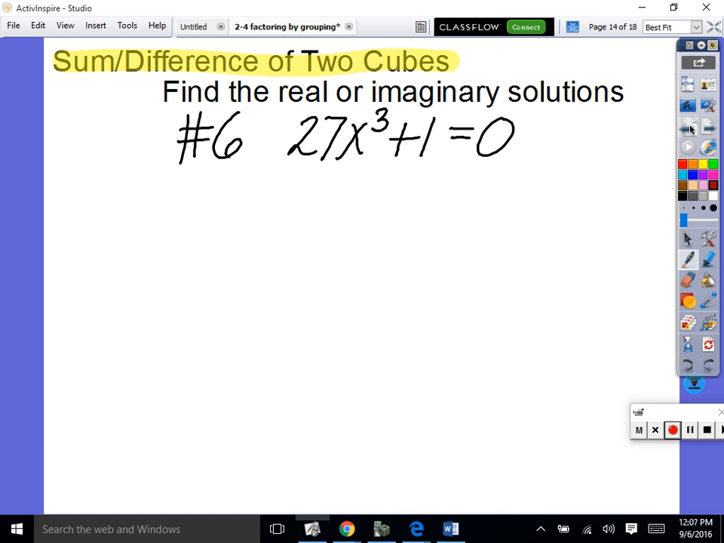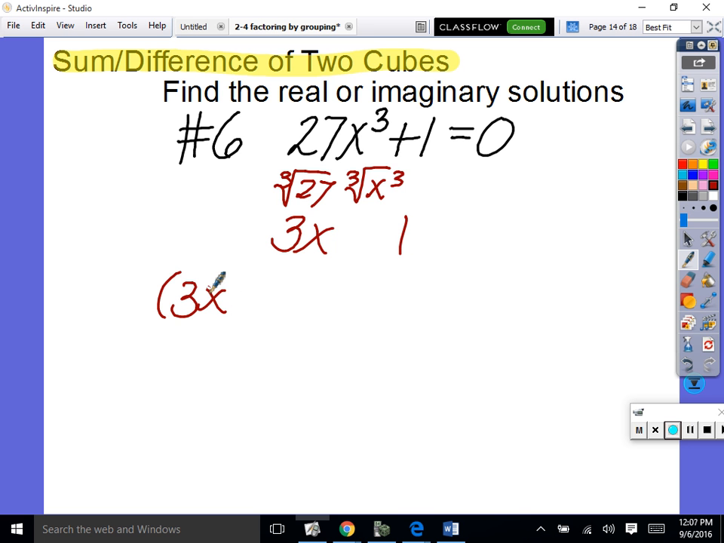Looking at this, 27x cubed plus 1, there's nothing in common. I noticed that it's the sum of two perfect cubes, because what's the cube root of 27? 3. What's the cube root of x cubed? x, right? So there's our front thing. The cube root of 1 is 1. So this is our front, this is our back. So we have 3x, the sign stays the same, plus 1. Front with the front, which would be 3x times 3x, which would be 9x squared. The front and the back, 3x times 1 is 3x, and the back of the back is 1 times 1, which is 1. The sign's positive, so this one's the opposite, which would be negative. This one's always positive.